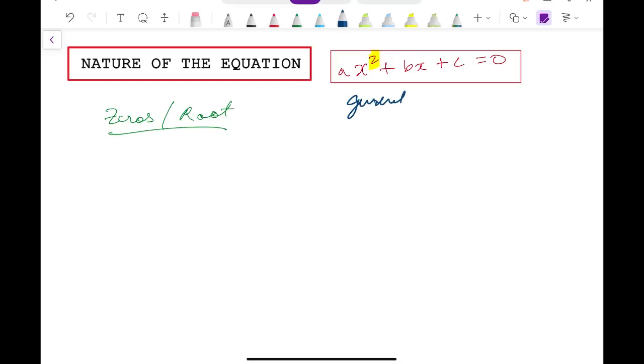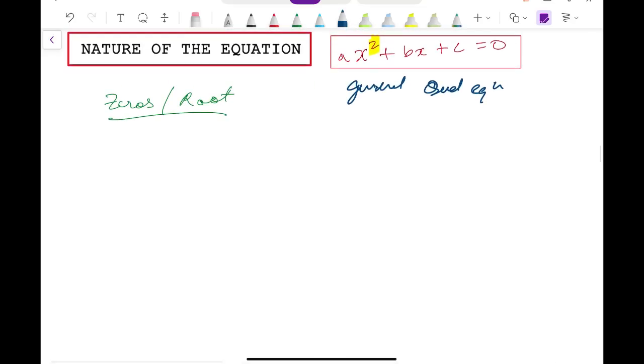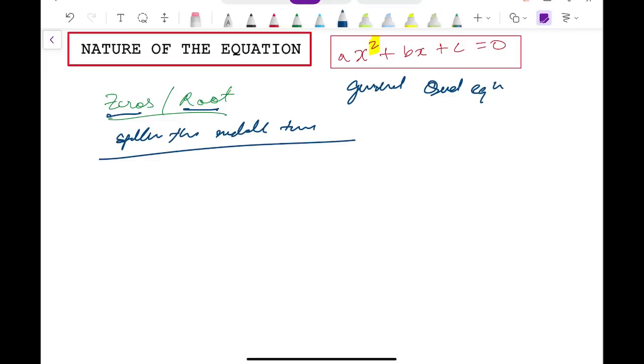form of quadratic equation. Who knows, they may ask you, you will be given a set of options, and you will be asked to find which of the following is a general quadratic equation. So you just mark for this one. Okay, now if you are asked to find zeros or roots, then in that case we can use two formulas, but the simplest formula is splitting the middle term. How do we do splitting the middle term?